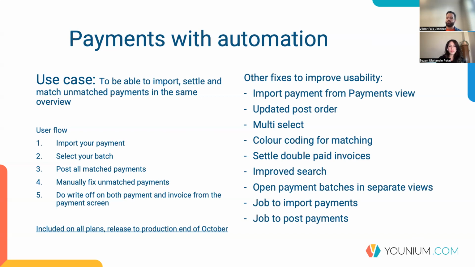We updated the post order. So instead of fixing all your unmatched payments first and then posting the batch, you can now post the batch and we will settle all matched payments, and you can adjust the unmatched payments afterwards. We added multi-select to the payments view, and we added color coding to more easily understand and see your matched payments with invoices.